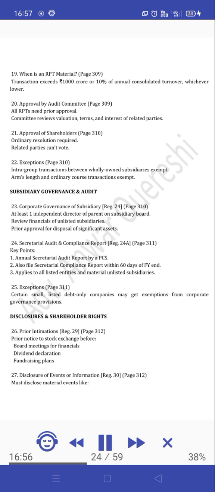Disclosures and shareholder rights. 26. Prior intimations, Reg. 29, page 312. Prior notice to stock exchange before board meetings for financials, dividend declaration, and fundraising plans.